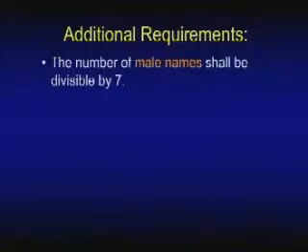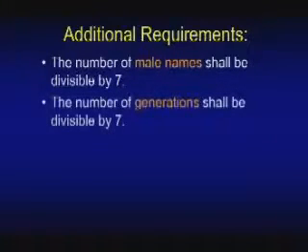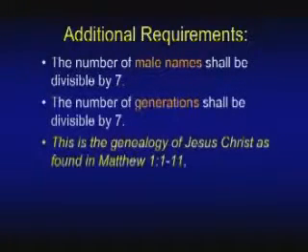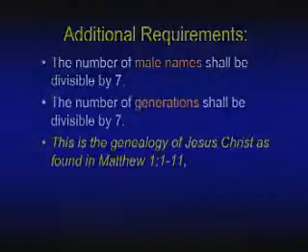The number of male names shall be divisible by 7. Number of generations shall be divisible. And you probably guessed what I'm doing here. This happens to be a description of the genealogy of Jesus Christ as found in the first 11 verses of the New Testament. Now, for you to try to replicate this even from fiction and using a computer is a challenge. Did Matthew do this deliberately? He's talking about a real genealogy.